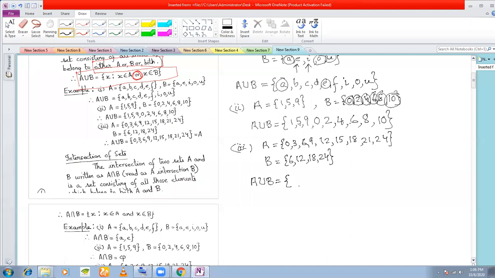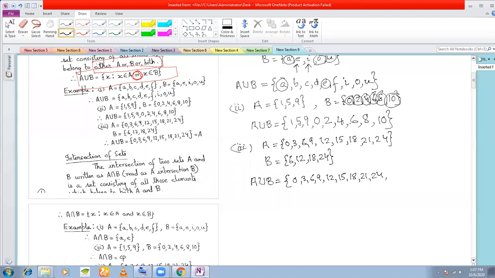Elements of A union B. Look at it and tell me. Sir, A will be 0, 3, 6, 9, 12. All the elements of A. Okay. Yes, sir. Fine. All the elements of A written. And then?